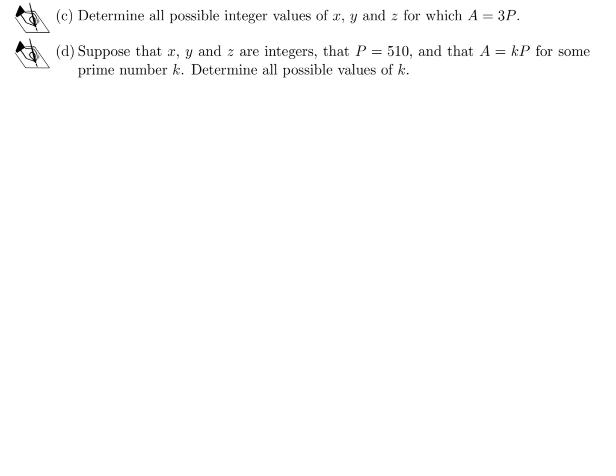Suppose that x, y, and z are integers. P is 510, and A is kp for some prime number k. Determine all possible values of k. All right, so again, same kind of story here. A is, they're saying, kp, and we know that A is equal to 1/2 base times height, and that's equal to kp, and p is x plus y plus z. So it's very similar to the last one. The only thing is that we have a k here instead of a number. So this will be 2k times x plus y plus z. So we got to do a whole bunch of fancy algebra, and I will show it to you.